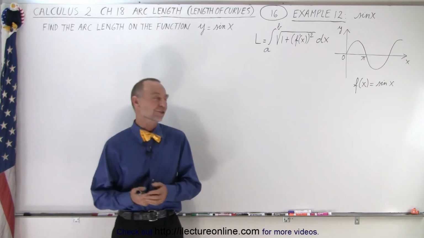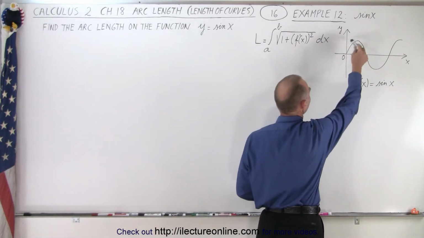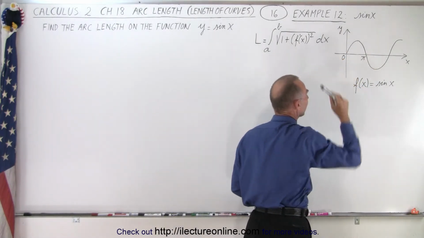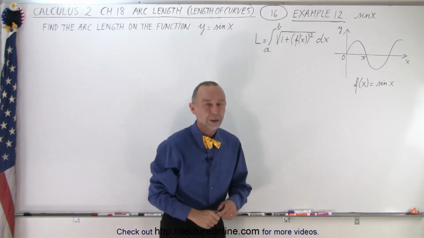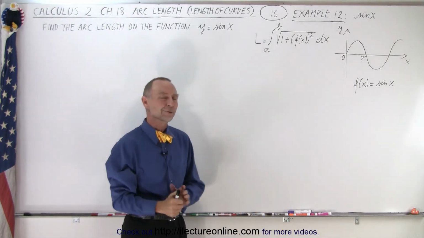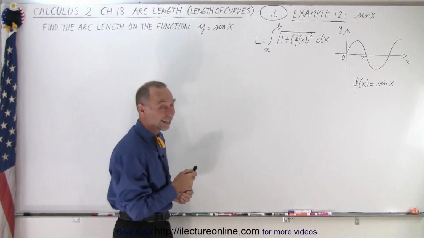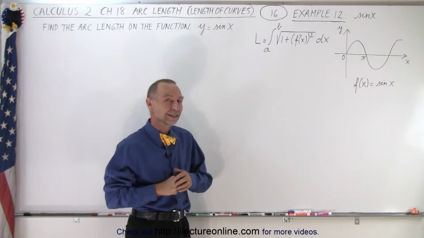Here we're going to attempt to find the arc length of the sine function. Here it is, f of x equals sine of x, and we want to find the length of that curve from x equals 0 to x equals pi. You would look at that and go, that looks really straightforward, piece of cake, no problem at all, but you'll find that it's a whole lot more difficult than it appears.